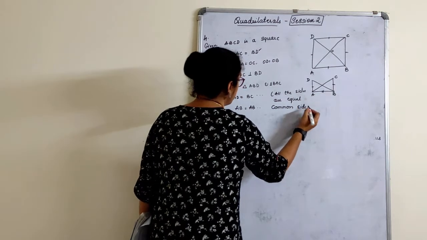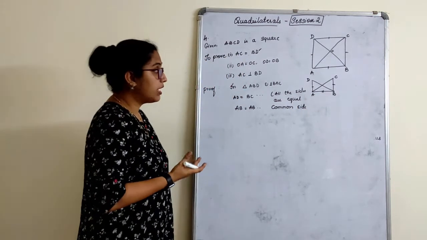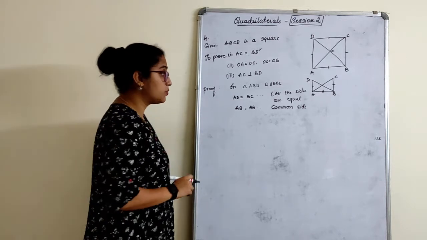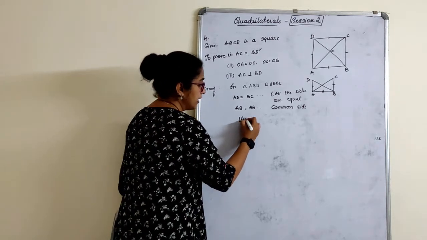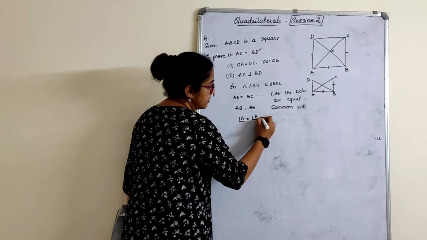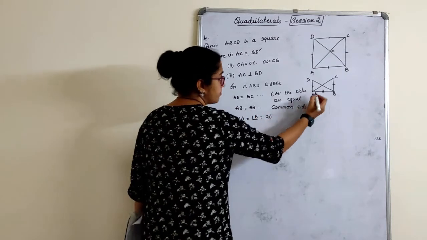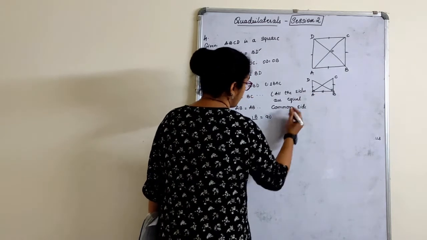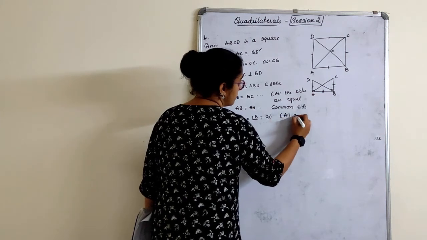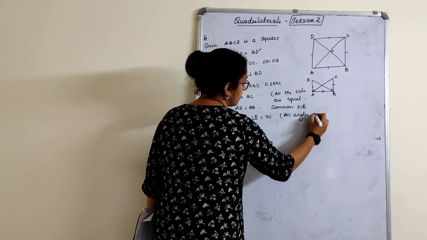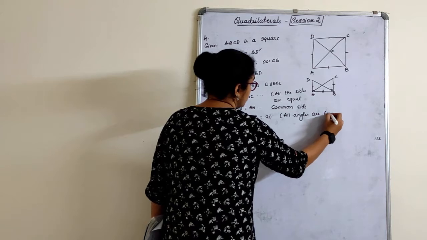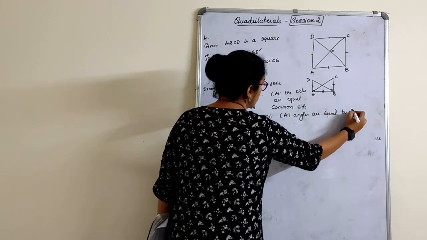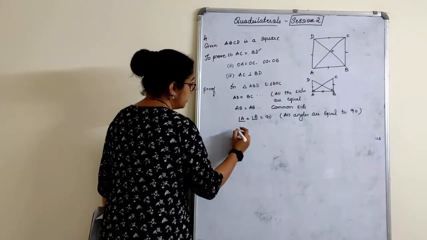Now what will you do? The next one, I have no other choice left. Any angles equal? Yes. Angle A is equal to angle B is equal to 90 degrees. All angles are equal to 90 degrees.